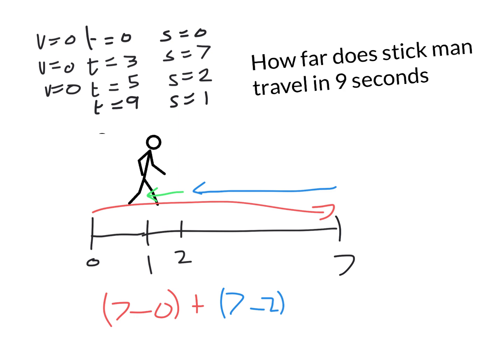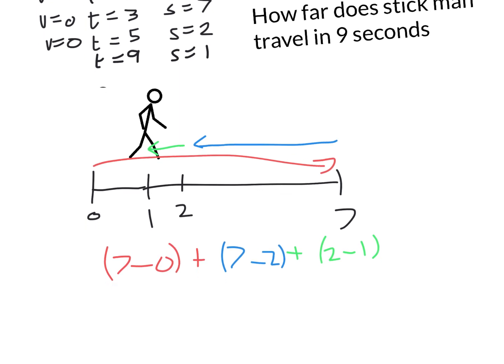And that's just in 1 meter. That's the difference between 2 and 1. So he's travelled 7 meters, another 5 meters, which is 12, plus another 1 meter, which is 13 meters.